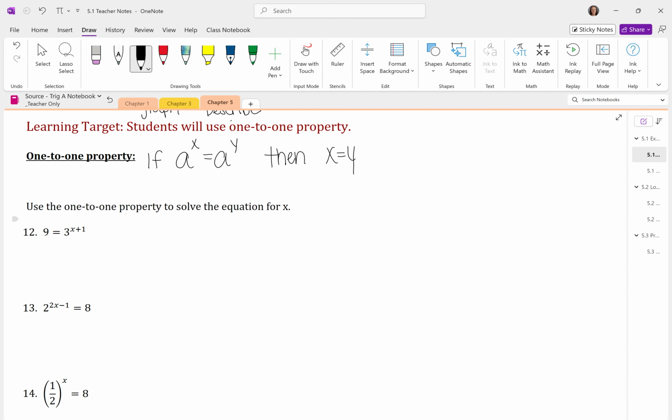So you have to rewrite 9 using a base of 3. So you basically have to say 3 to the what power is 9, and it is 2. So then now that you have the bases as being the same, you can set your exponents equal to each other. So you would have 2 equals x plus 1. You have a little equation here that you just have to solve, and x equals 1.